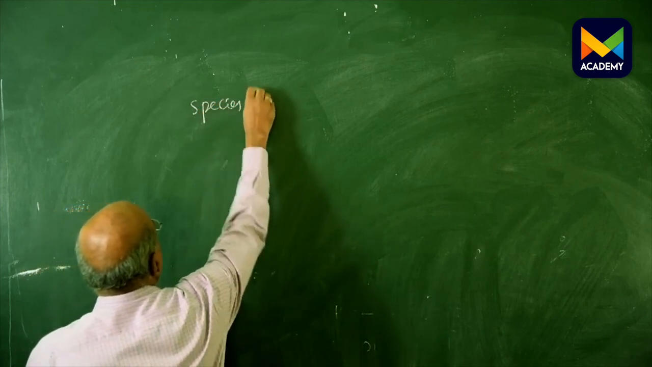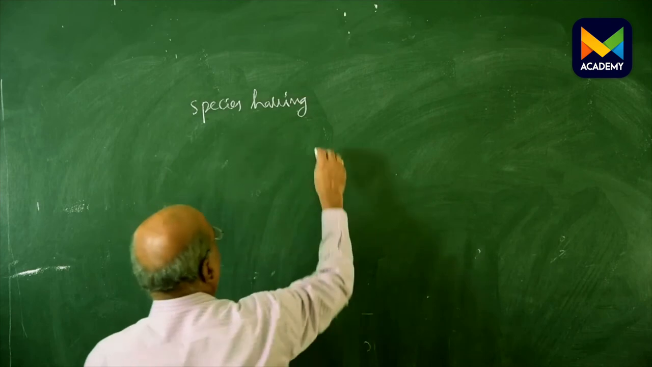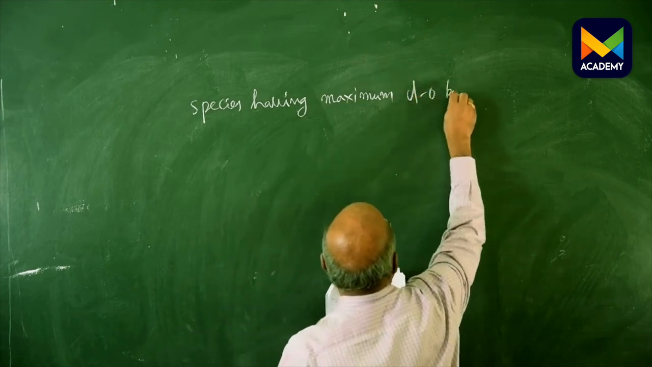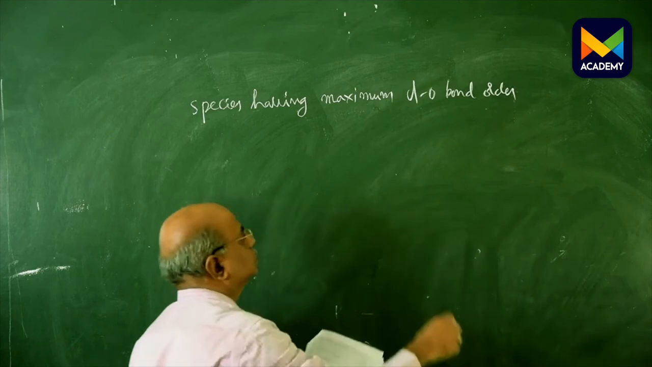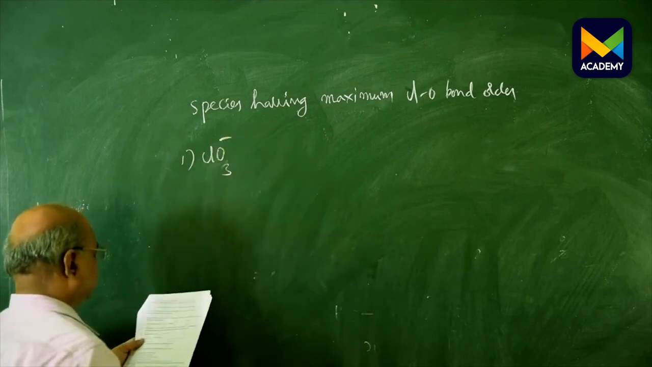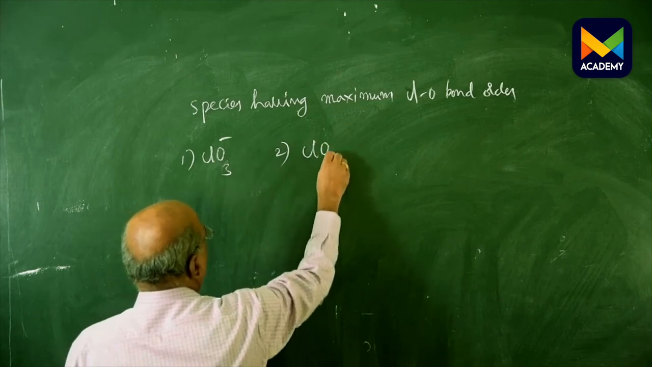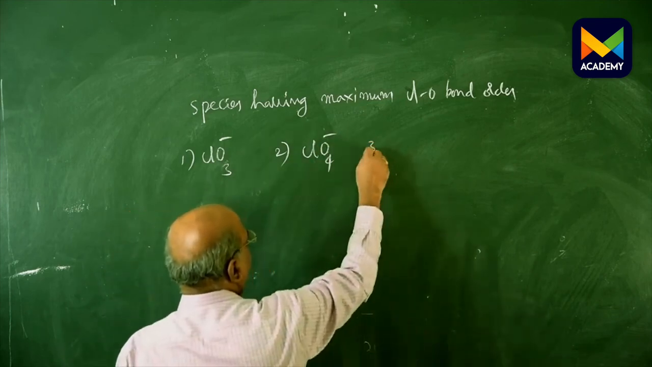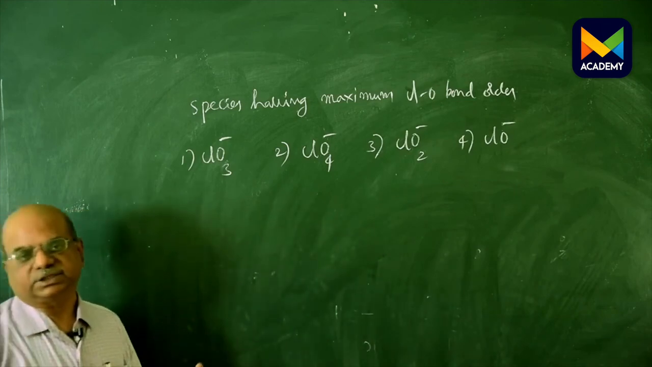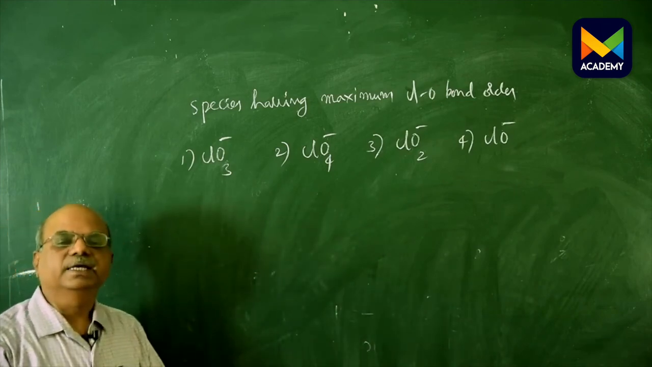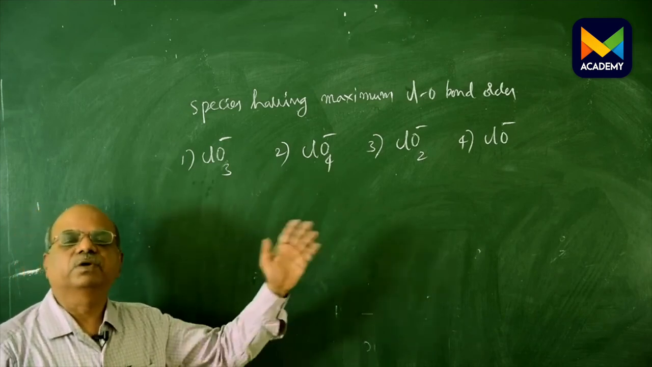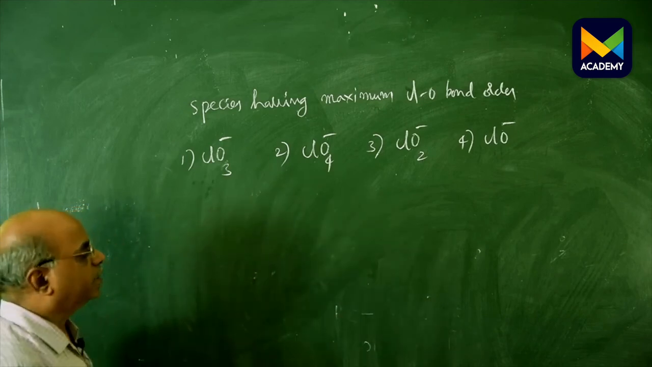Species having maximum chlorine oxygen bond order. So chlorine to oxygen bond order maximum is in which species, the question. First one, ClO3 minus. Second one, ClO4 minus. Third one, ClO2 minus, ClO minus. These are oxo acids of chlorine; from that point of view, the corresponding conjugate bases are written. Perchloric acid, chloric acid, chlorite from chlorous acid, and hypochlorous acid, hypochlorite ion.